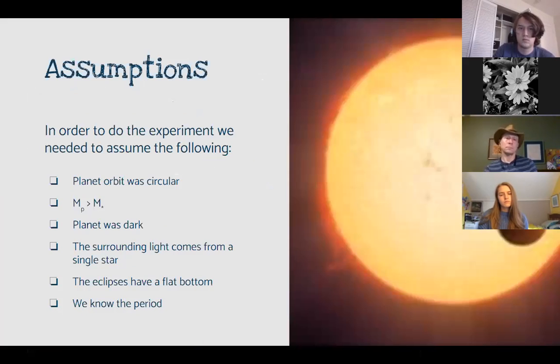Before I talk about the data we collected and how, I have to mention what we had to assume before we collected and analyzed any data. In order to do the experiment, we needed to assume that the planet was circular, that the mass of the planet was bigger than the mass of the star, that the planet itself was dark, that the surrounding light came from the host star, the eclipse had a flat bottom, and that we know the orbital period of the planet. Without these assumptions, the experiment was a lot more difficult or even impossible.